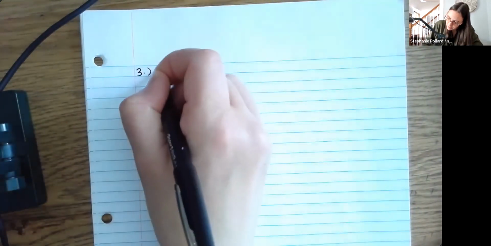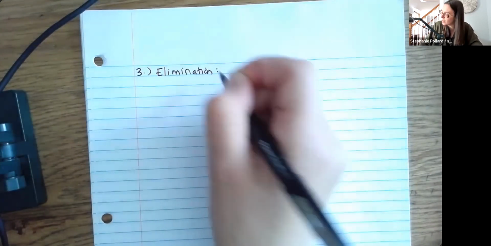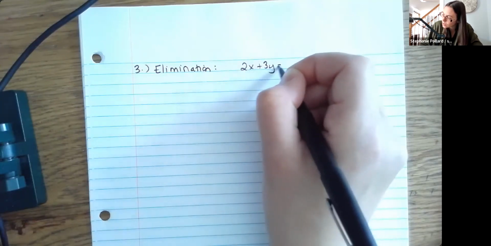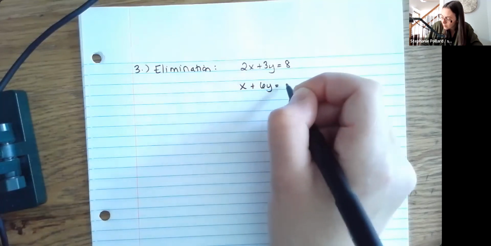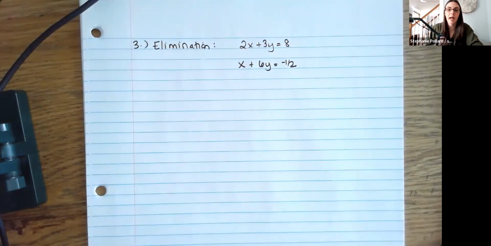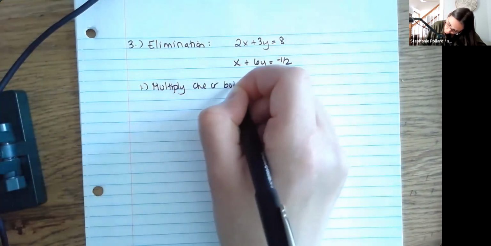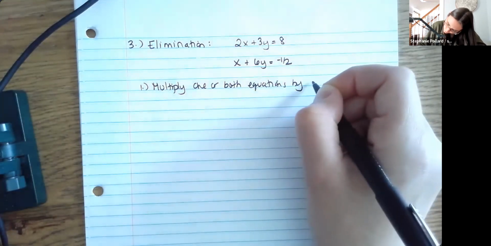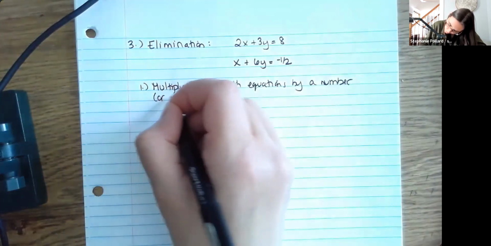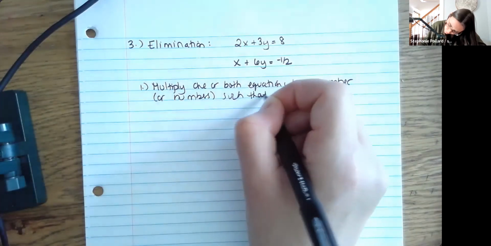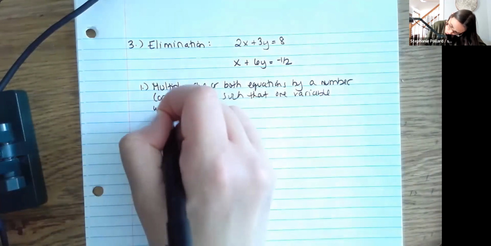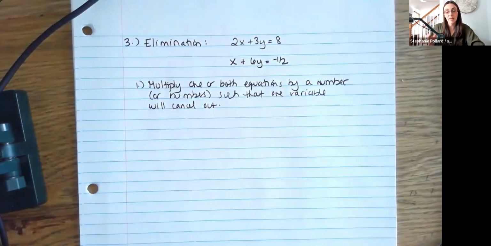Okay, so the next method I want to show you guys, and I'm doing the same example so you can see that it works in all cases, is elimination. So this is elimination method. Now, usually in elimination method, we tend to write the two equations over each other, so we write them more vertically. And what you're going to do is multiply either one or both equations, it doesn't matter, by some number so that either the x's cancel or the y's cancel.